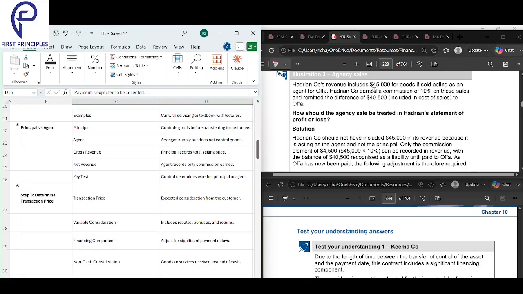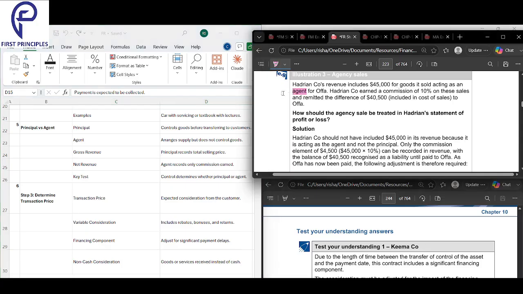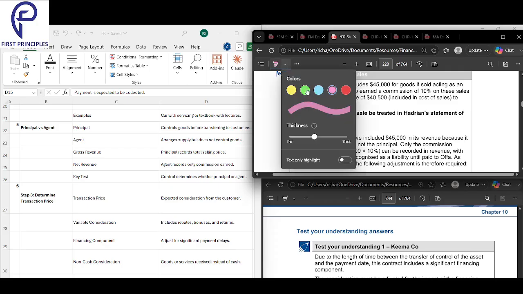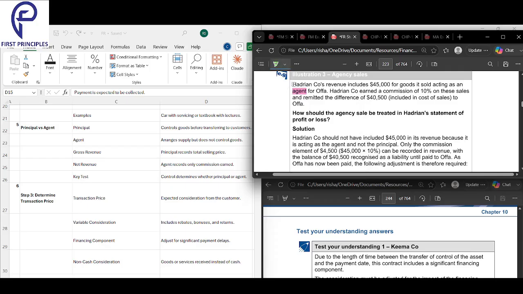Okay. Hadrian Co revenue includes 45,000 for the goods it sold acting as an agent. So agent is someone who just meets the buyer and the seller. They don't own the goods. Offer is the principal. Hadrian Co is the agent. Offer is the principal. Hadrian Co includes 45,000 in revenue for goods it sold acting as an agent.